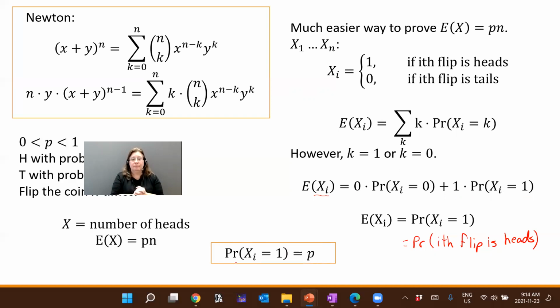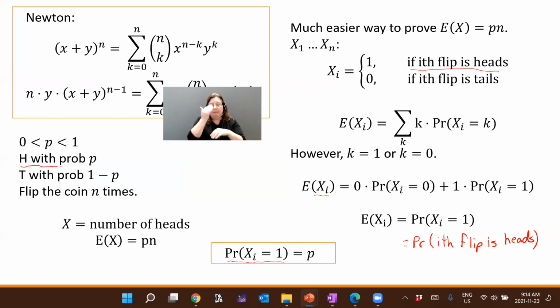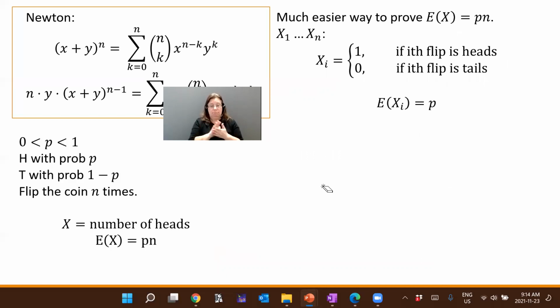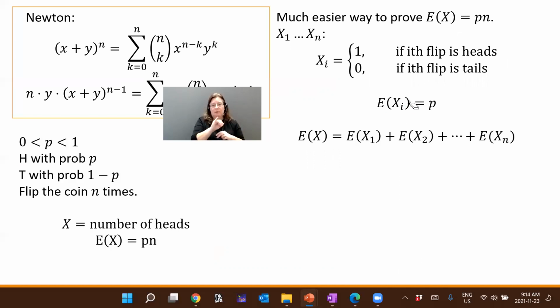Okay. So yes, the probability that xi is equal to 1 is simply that the ith flip is heads. We know that probability. We have it here. All of these coin flips are independent, so none of the other coin flips will impact it. So then the expected value of xi is simply p. Nice. So we have the expected value of any of our individual indicator random variables as p.